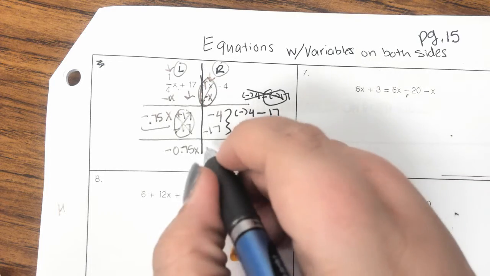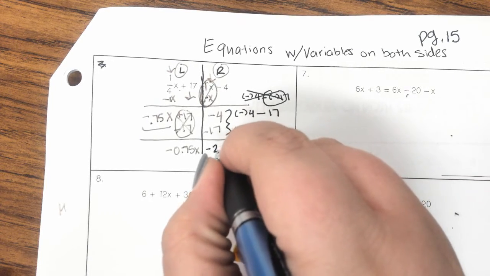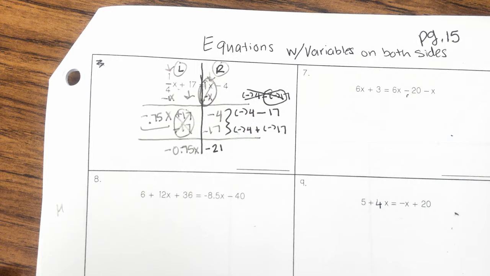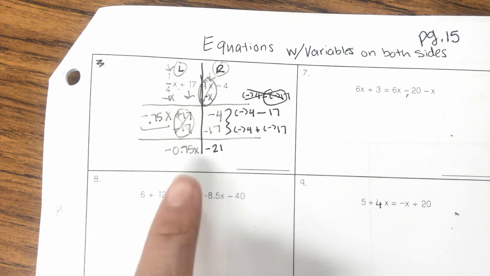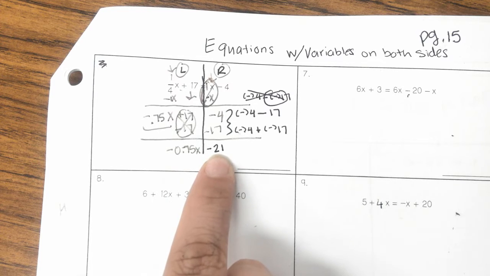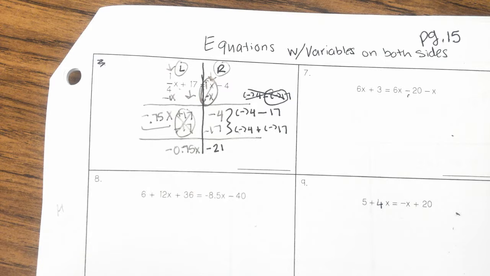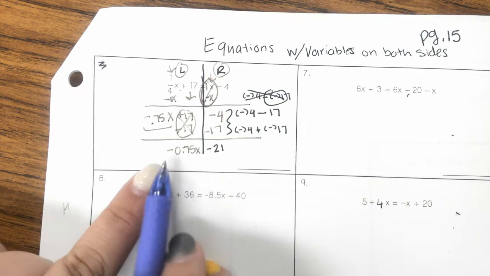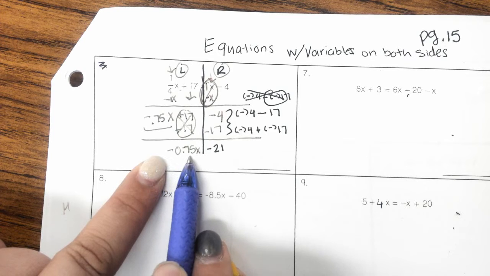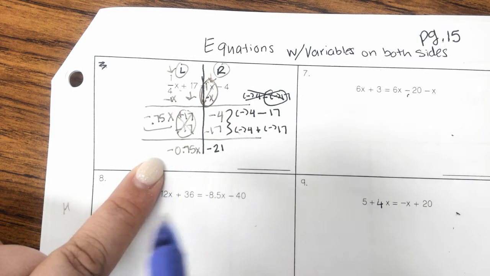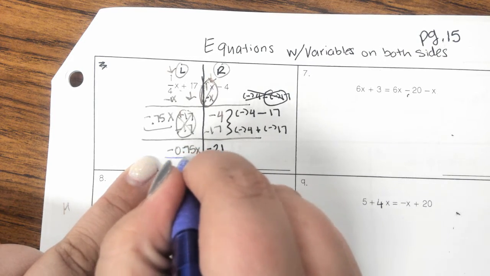So we see that that sum, or that difference, is negative 21. Now we have all of our plain numbers on one side and our constants on the other. The last step before we have a value for x is to isolate the variable. Isolating the variable happens with a multiply or a divide. This says negative 0.75 times x. So to do the opposite, we'd have to divide.